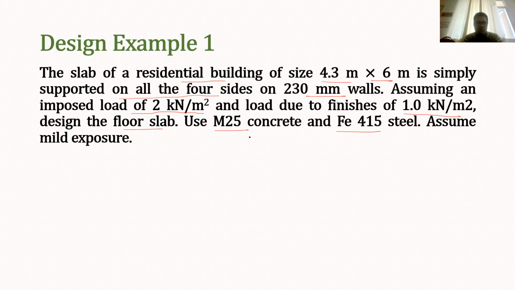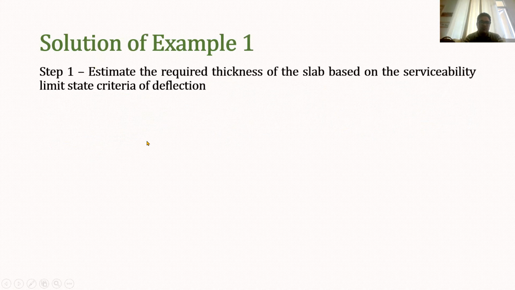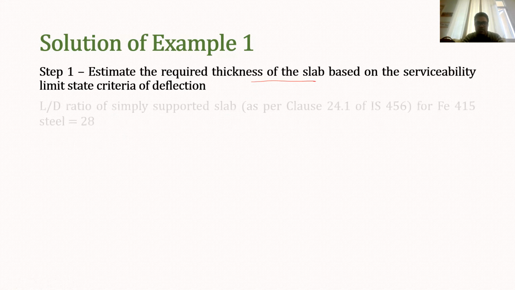And here we are assuming that the exposure condition is mild. This mild exposure is given for assuming the clear cover. So here our first step is to initially estimate the thickness of the slab based on the serviceability limit state criteria of the deflection. We have discussed some guidelines regarding the initial estimation of the thickness of the slab.